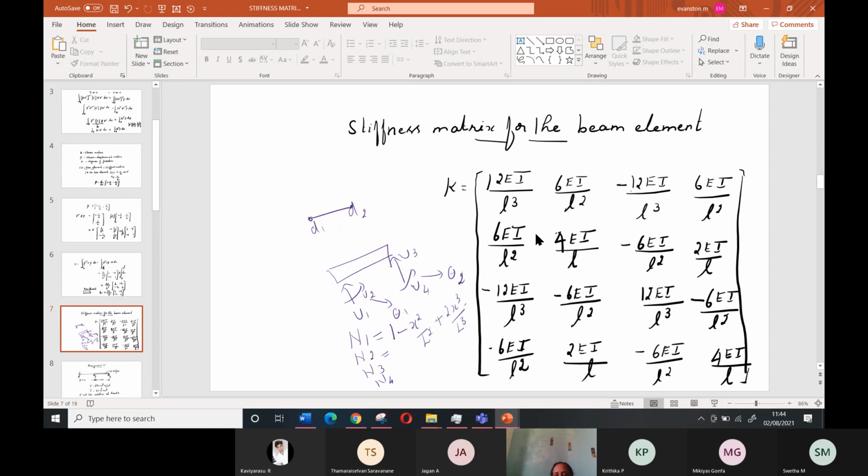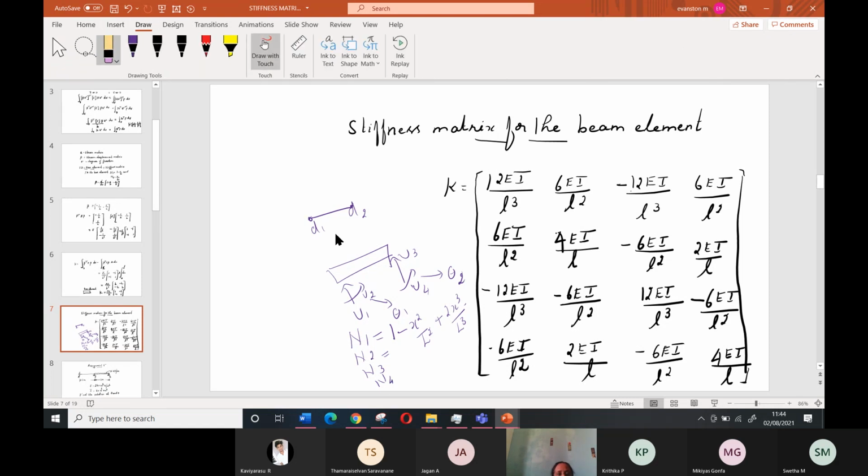So this I told you to do at home, and this is a way you will get it. When you differentiate this one and integrate with respect to 0 to L, you will be able to arrive at the stiffness matrix. This is a 4 by 4 matrix because we have the shape functions N1, N2, N3, N4.